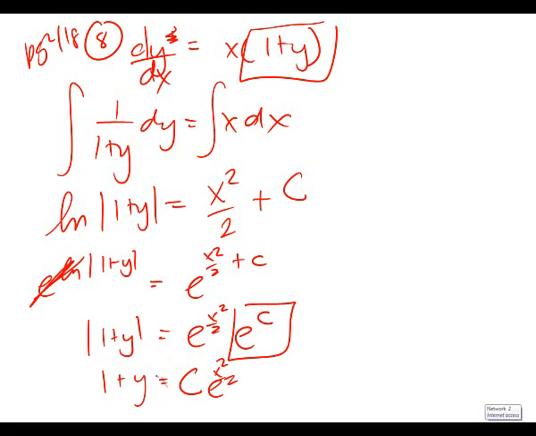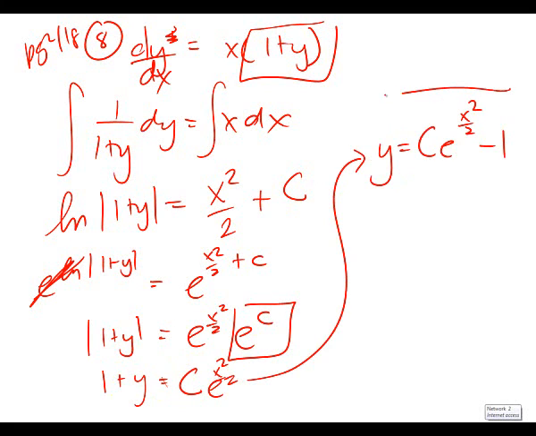And then how do I get the y by itself? Subtract the 1. So y equals c e to the x squared over 2 minus 1. It didn't ask us to find the particular solution. What did it say? It says solve the differential. So it didn't say particular solution. For a particular solution, you need to solve for the c. Okay? All right, what else do you guys want to see?